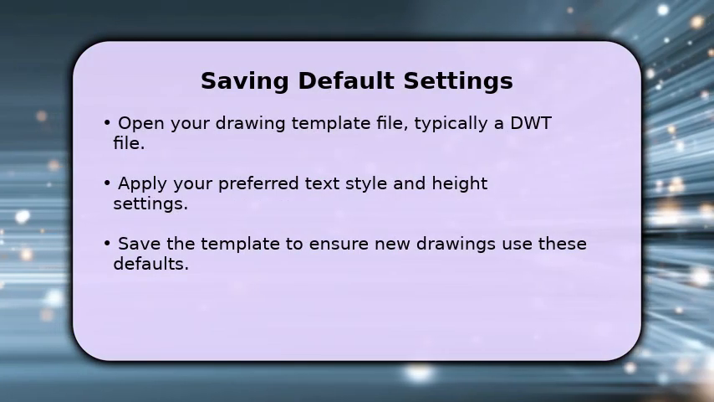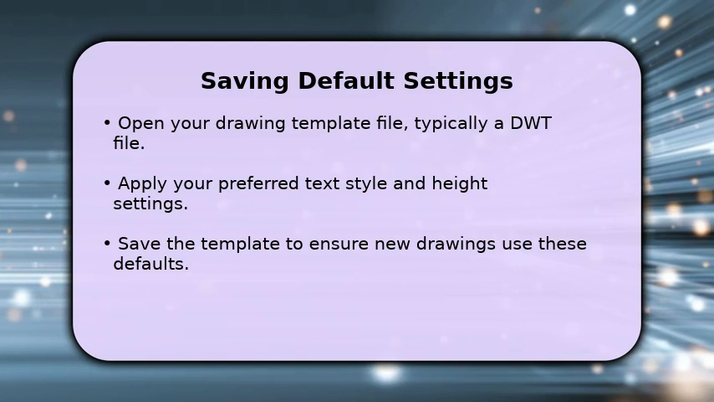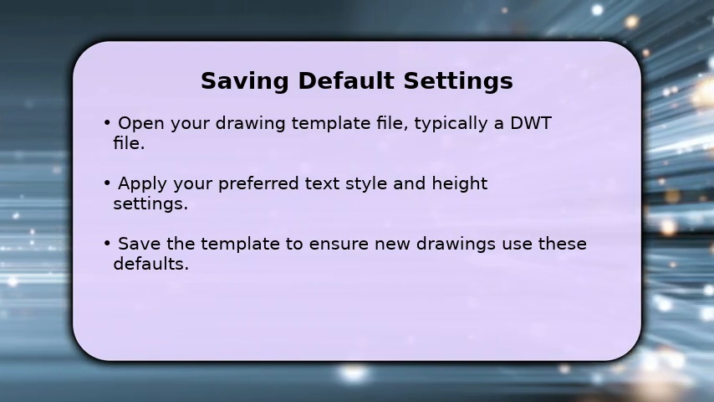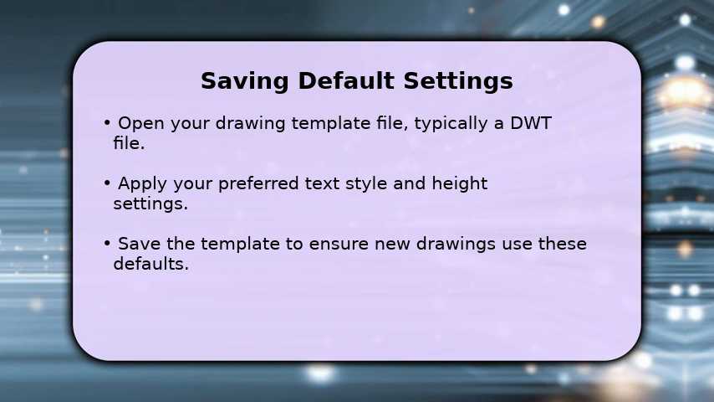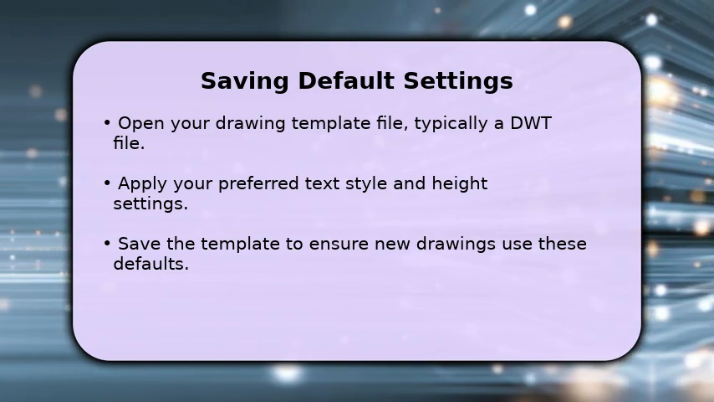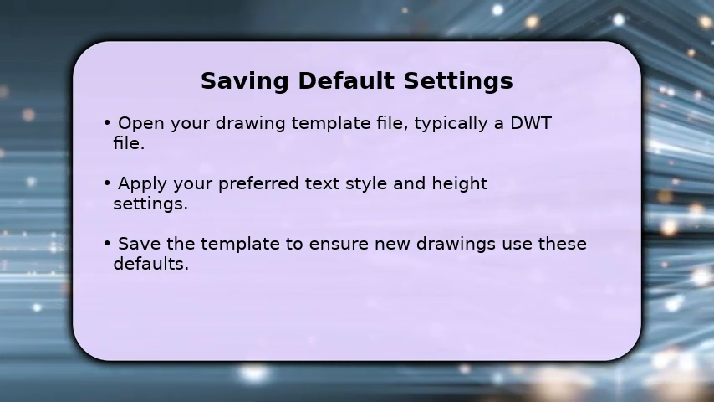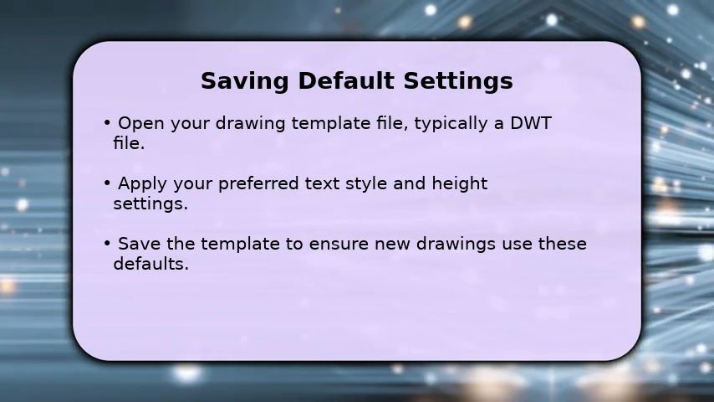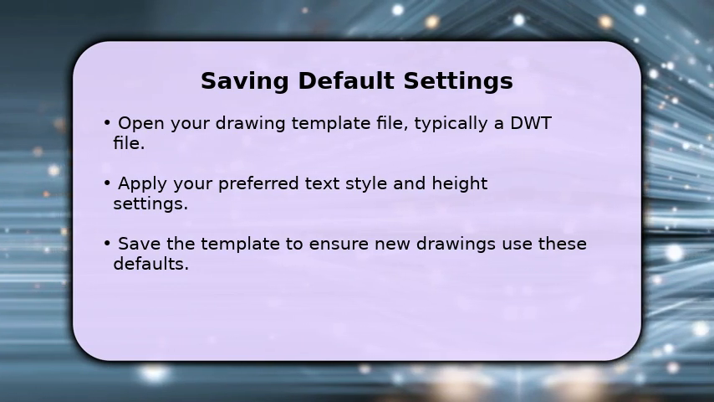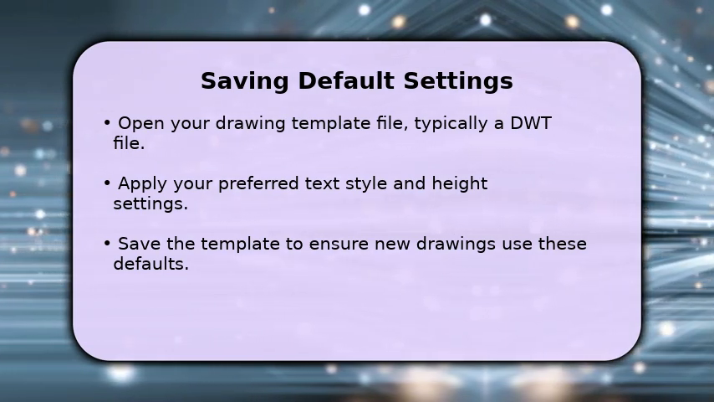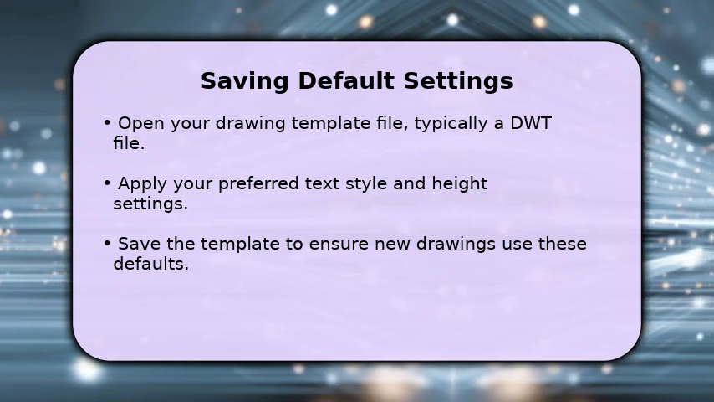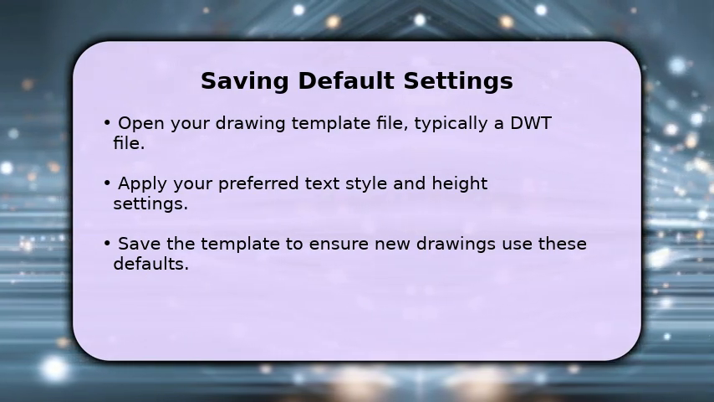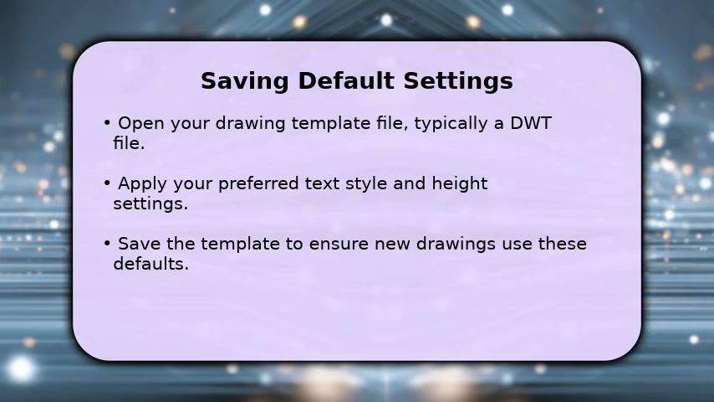To make your text size changes permanent for all new drawings, open your drawing template file, often a DWT file. Apply your desired text style and height settings within this template. Then, save the template to ensure every new project automatically uses these defaults. Creating custom templates for various project types can significantly boost your workflow efficiency.